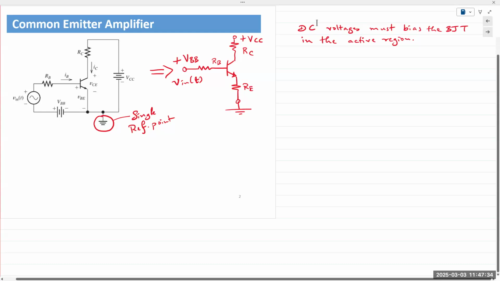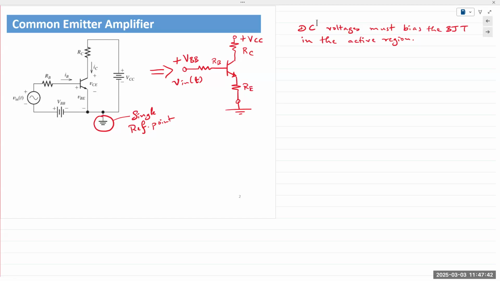All of the power for this amplifier comes from the DC biasing voltages. On the output side, which is the collector terminal, that's where the DC voltage VCC controls the output. The AC input is coupled, or injected, into the base, is applied to the base, and the output is collected, or received, at the collector.